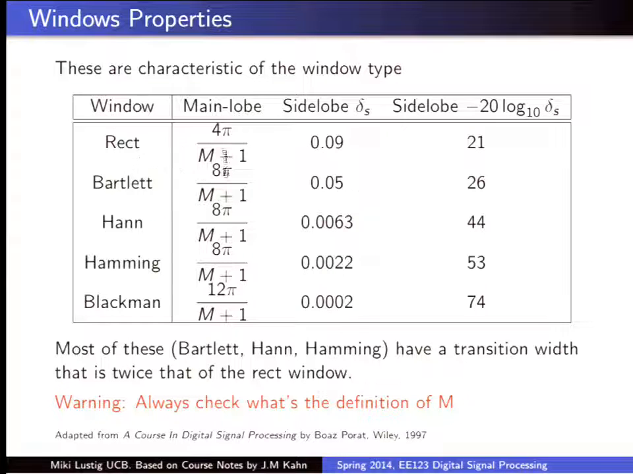And Bartlett, when you actually use Bartlett, it doubles the width of the main lobe. Okay? All these have double the width of the main lobe. Okay? So at the expense, of course, of reducing significantly the side lobes. Blackman actually has an even wider main lobe, but look at the side lobes. I mean, they're ridiculously small. 74 dB. It's huge. Okay? So what I do recommend is always check what's the definition of M when you compute, and what's the definition of the window when you actually use functions.